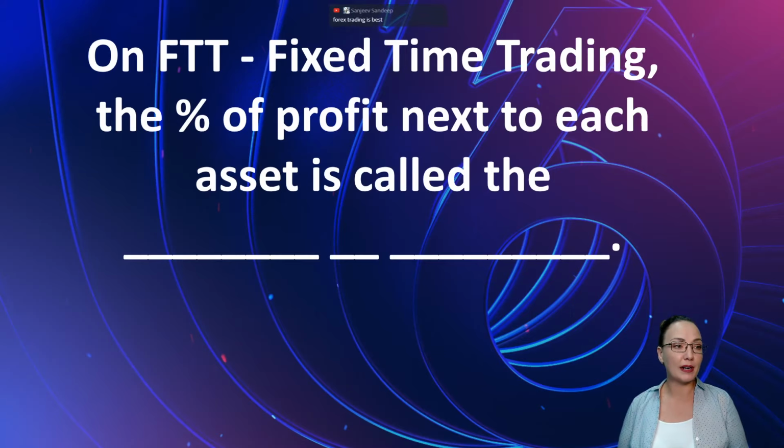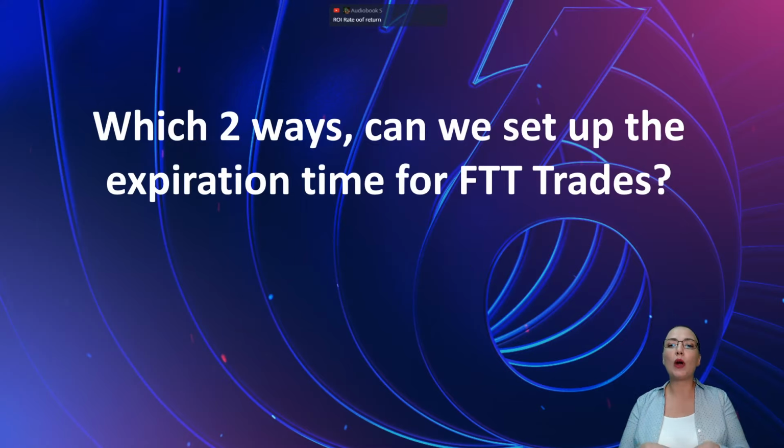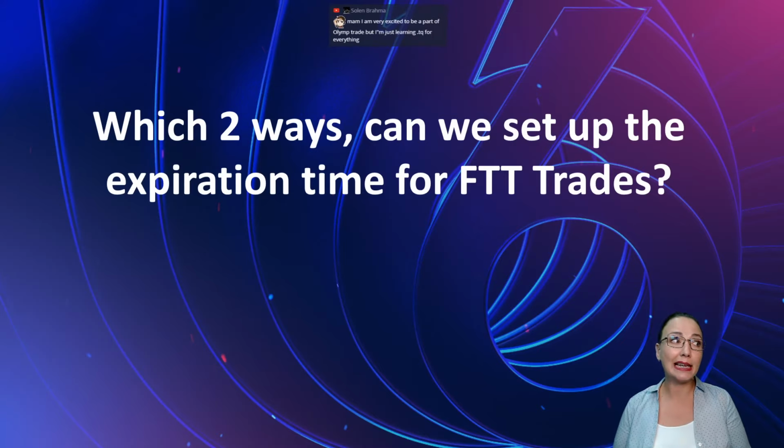Alrighty, my friends, we're going to continue to our second question. So yes, rate of return, ROR. The next question is, which two ways can we set up the expiration time for FTT trades? Remember that whenever we are setting up our trade, on the right-hand side of the platform, we have to set the trade amount, and also the trade expiration time, so the trade duration. There are two possible ways that you can set the expiration time. What are they?